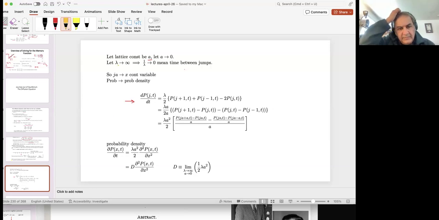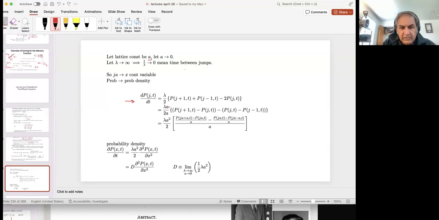Now one can think about j times a. J, of course, is the site label, and a is the lattice constant, as this continuous variable x. And p is, as I said, the probability density, right? So you have the continuous variable x and the probability density. So then what we are going to do is, instead of writing p_{j+1}(t) minus p_j(t), minus p_j(t) minus p_{j-1}(t), this is what I was telling you, just like in a harmonic oscillator equation of motion, this one.